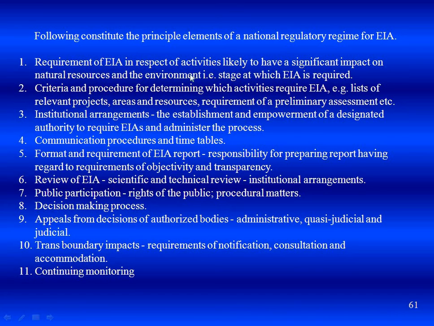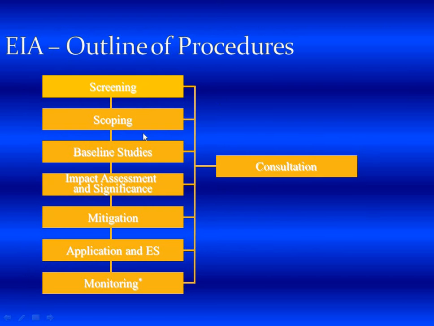So there is the requirement of EIA and respective activities likely to have significant impacts, critical procedures for determining which activity requires EIA, institutional arrangements and communication procedures and timetables, format requirements for EIA reports, review of EIA, public participation, decision-making process, appeals from decisions of authorized bodies, transboundary impacts, continuous monitoring. All these are different principal elements of a good EIA report. And these are procedures I already discussed: screening, scoping, baseline studies, impact assessment, significance, mitigation, application and environmental statements, and monitoring.